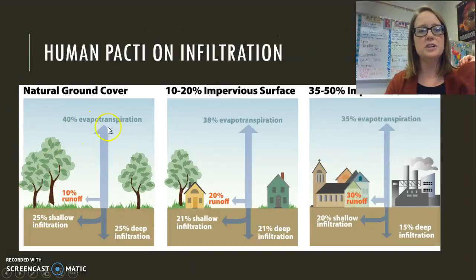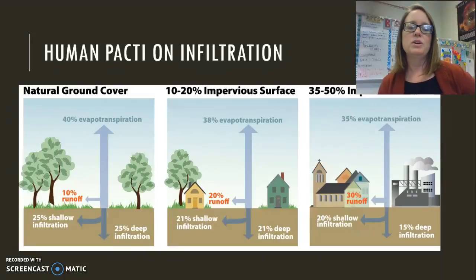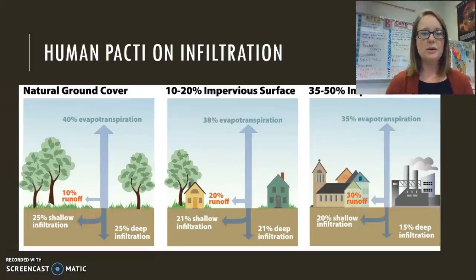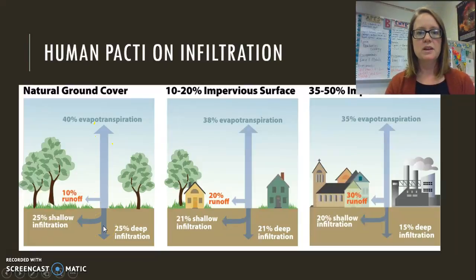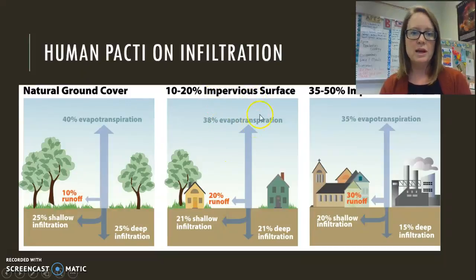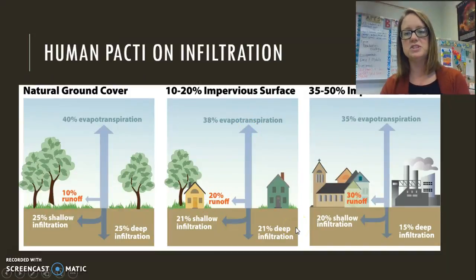Human impacts on infiltration. Anytime that we cover the surface and we're covering up that natural ground cover, we are preventing water from seeping into the ground. So natural ground cover, notice that we have both shallow and deep infiltration, and we have more vegetation, so there's evapotranspiration. When we have 10 to 20% impervious, which means that water cannot flow through, already our evapotranspiration is dropping because we have less vegetation.